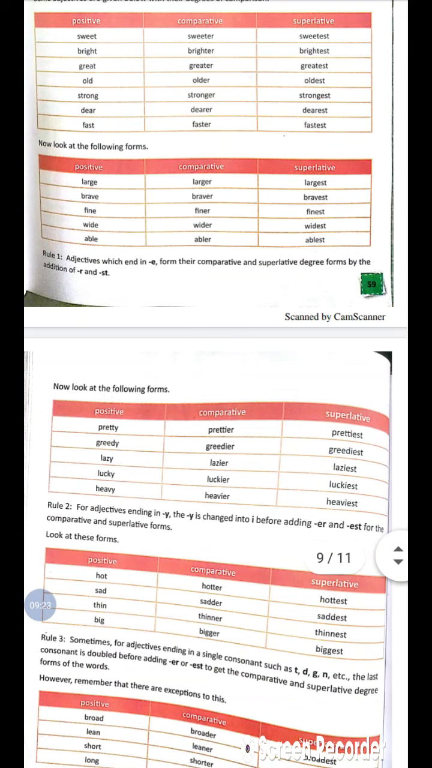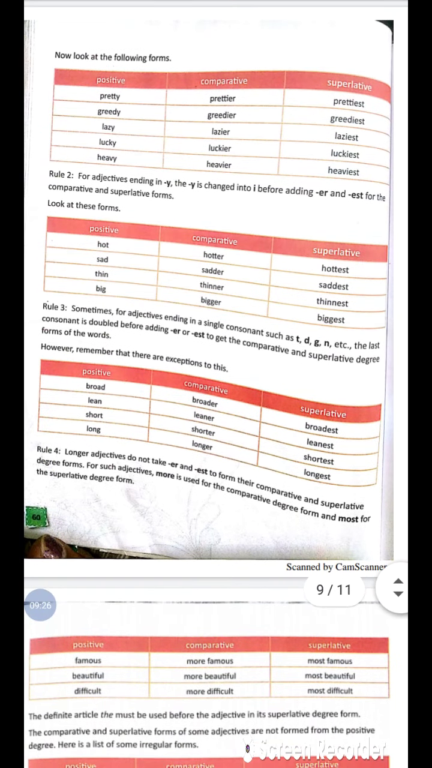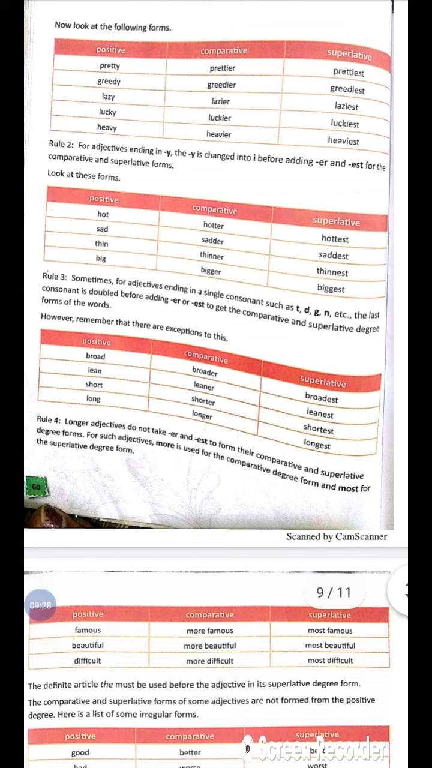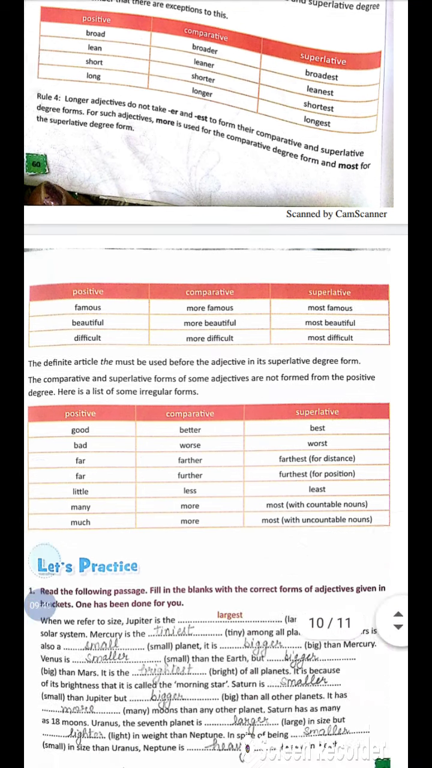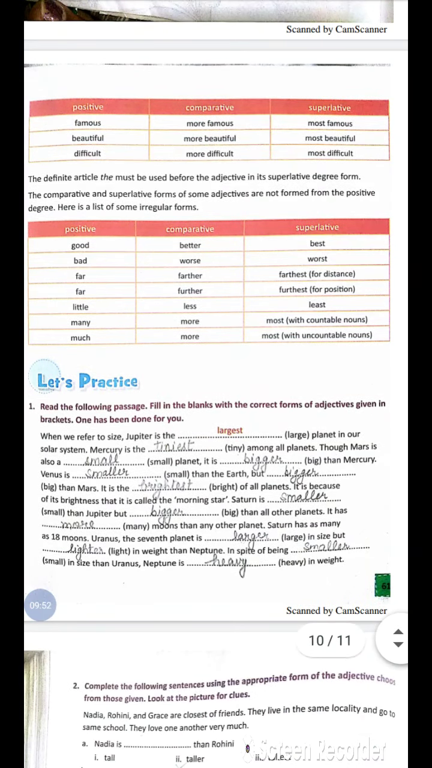Next is words that end with y. We have to replace y with i and then add er and est in the comparative and superlative degrees. Pretty, prettier, prettiest, greedy, greedier, greediest, lazy, lazier, laziest, lucky, luckier, luckiest, heavy, heavier, heaviest. Next, there are some words in which you have to use more and most to change into the comparative and superlative degree. For example, famous, more famous, most famous, beautiful, more beautiful, most beautiful, difficult, more difficult, most difficult.